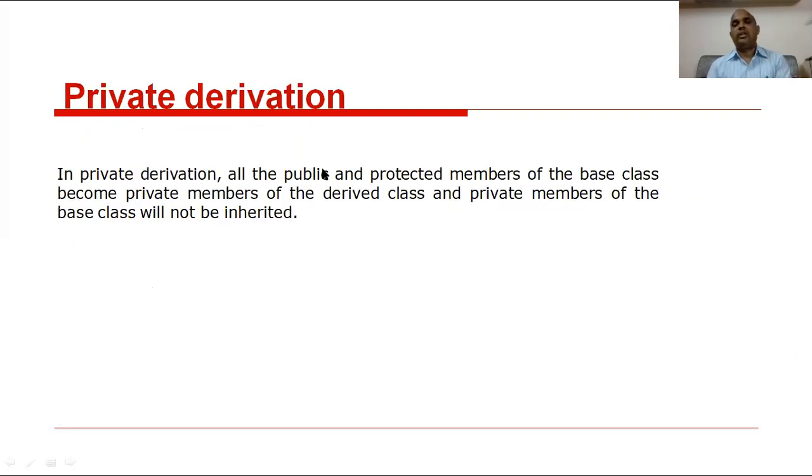Next one is private derivation. In the private derivation, the public and protected members in the base class act as private in the derived class. The base class private members will not be derived in the derived class. Clear all of you? Then in the private derivation, all the public and protected members of the base class become private members of the derived class, and private members of the base class will not be inherited.